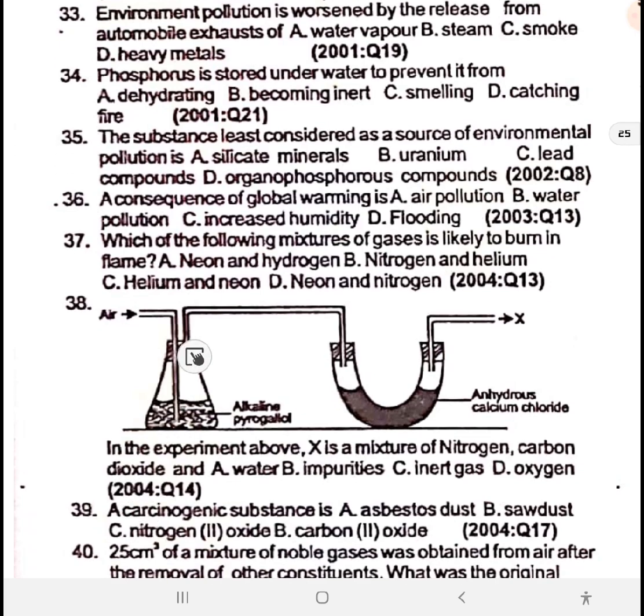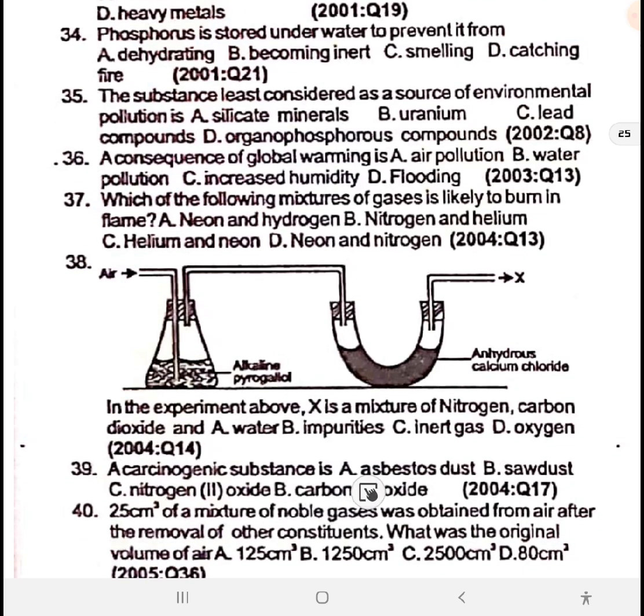38. We've gone back to those similar questions we answered in the other chapter. Air enters. In the experiment above, X is what? What is left is a mixture of nitrogen, carbon dioxide, and inert gases. 38 is option C. 39. A carcinogenic substance is called asbestos. What causes cancer? Asbestos dust.